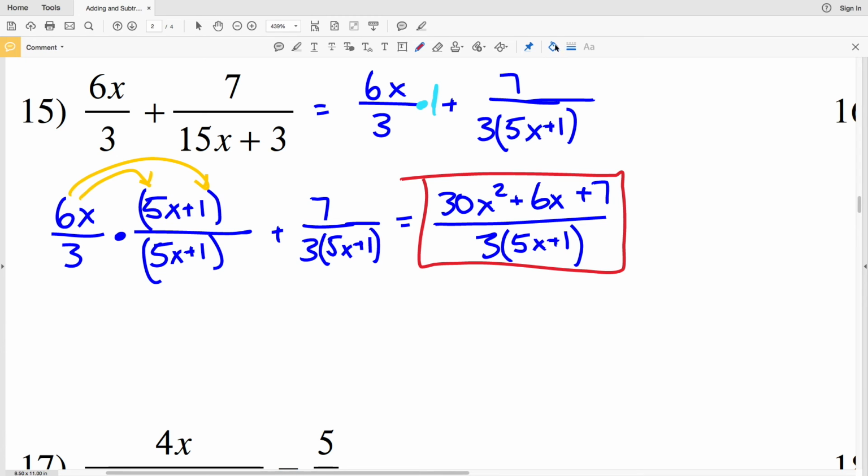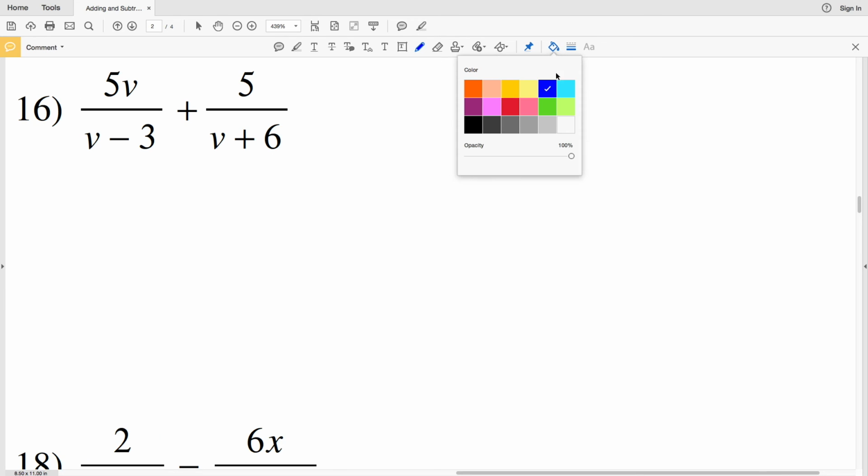5x plus 1. And again, we only had to multiply that first rational by 1 in order to manipulate it, because we already had a 3 in the denominator of our second term. But in our first term, we were lacking that 5x plus 1, so we multiplied by 5x plus 1 over 5x plus 1. Now, on to number 16.